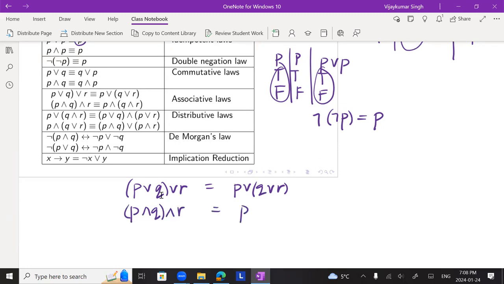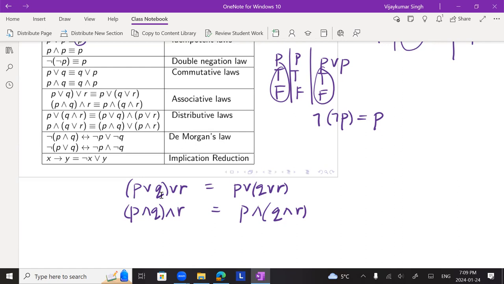As long as both of these operations are the same, the associativity law holds. Associativity simply means what? You have P or Q or R. You do P or Q first, or you do Q or R first and then P. The output value will be the same. That is why it's called associativity.